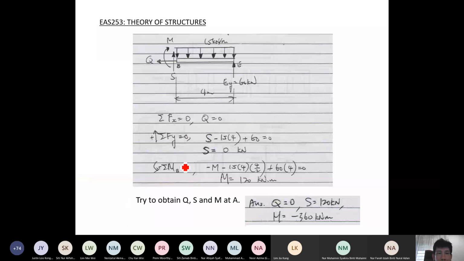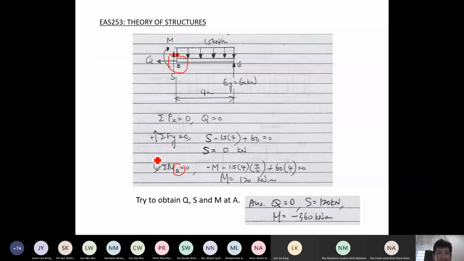Take bending moment at the cut section. Okay, you can take bending moment, of course, at E, but then you need to consider S. So if your S is calculated wrongly, then it might affect your bending moment. So it is advisable when you want to calculate bending moment using moment equilibrium equations.